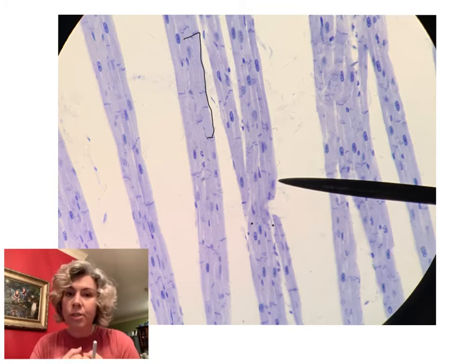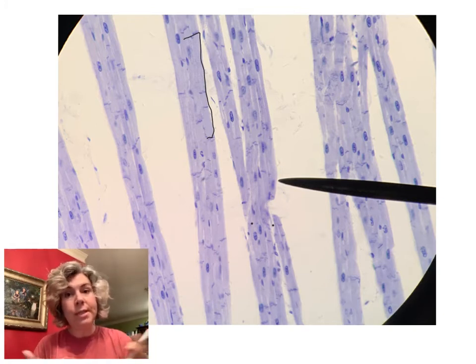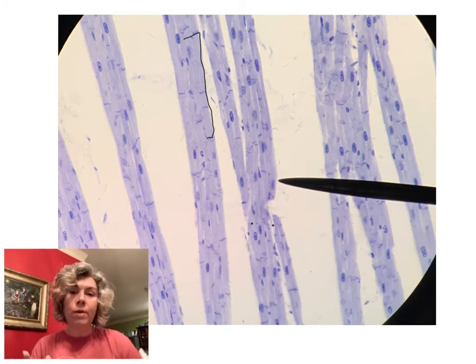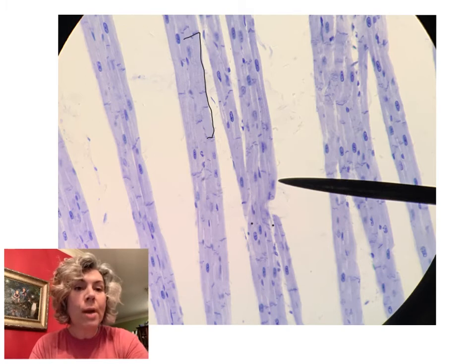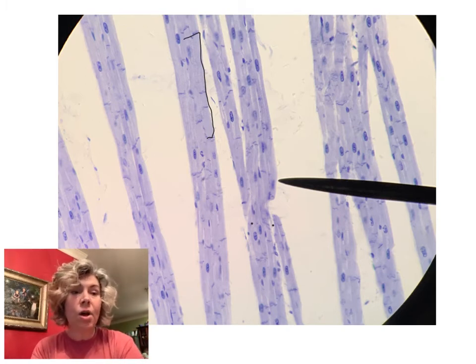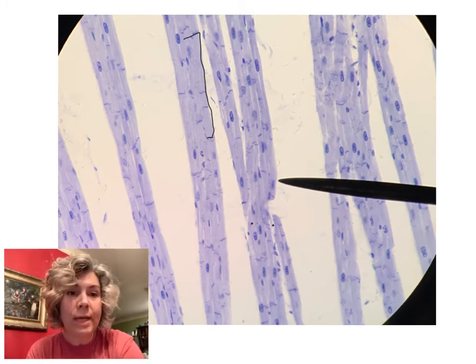So having these junctions allows the electrolytes, or the ions, and in particular sodium and potassium, to easily and seamlessly transfer from one fiber into another fiber. So I'm going to point out a few intercalated discs on this diagram. You do need to be able to recognize these.